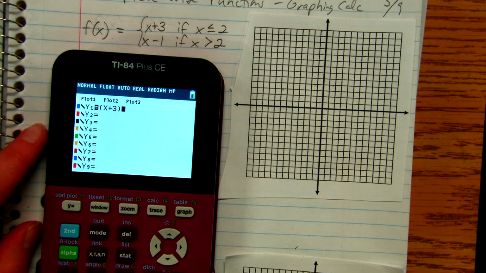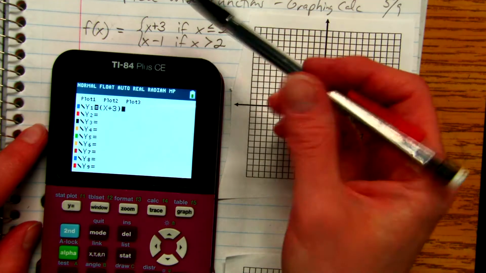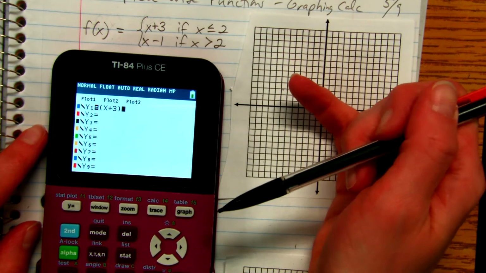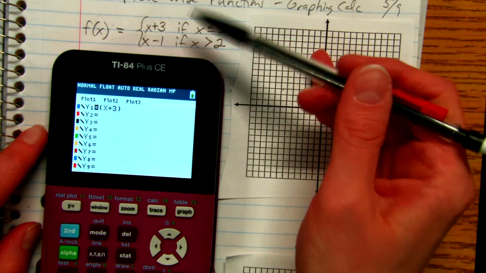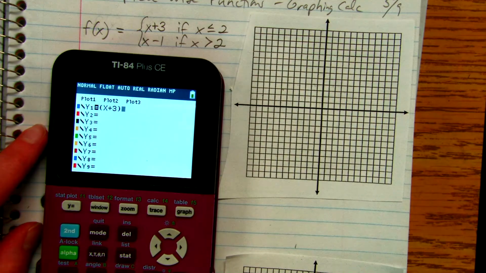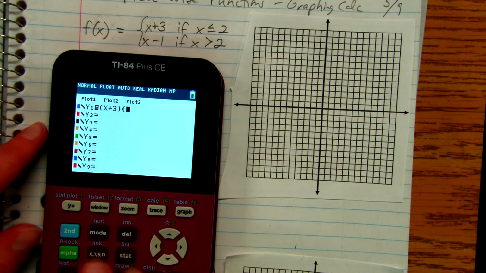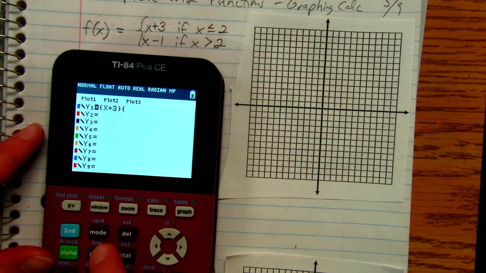I'm going to wait and let you get that part in there, because we're going to have to go to a different screen to get the less than or equal to part. So they don't really have an if in here. We're going to do another set of parentheses. You're going to hit your X key. By the way, remember, you can get X by just pushing this button right here. You do not have to use alpha keys.